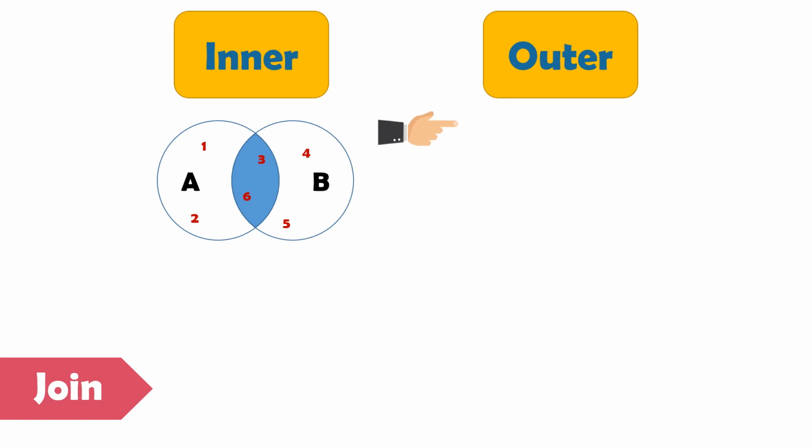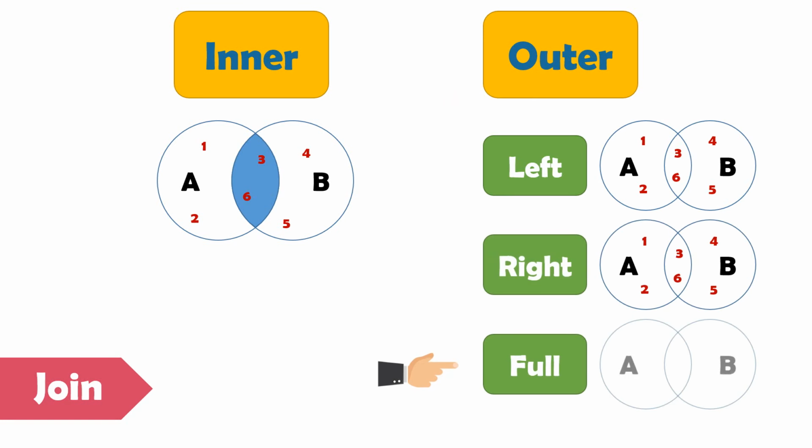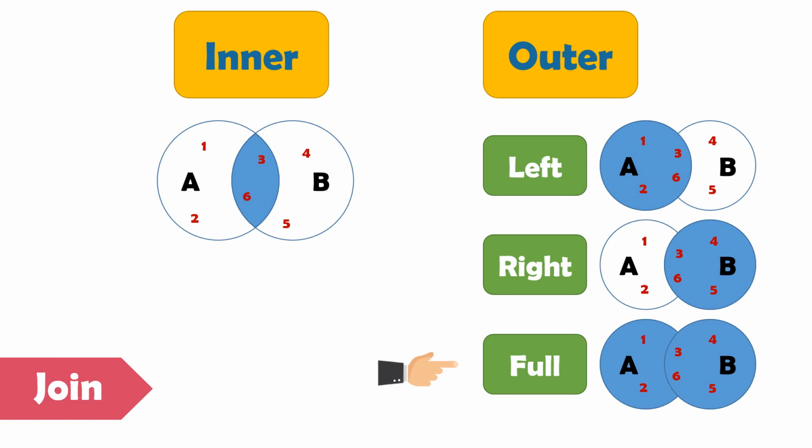Outer join has three types. Left outer, right outer, and full outer. Left outer means that we get the numbers, which are in A and in B, but also the numbers, which are only in A. In this example we get the following numbers, 1, 2, 3, 6. Right outer means that we get the numbers, which are in A and in B, but also the numbers, which are only in B. In this example we get the following numbers 3, 4, 5, 6. Full outer means that we get the numbers which are in A or in B. In this example we get all numbers from 1 to 6.